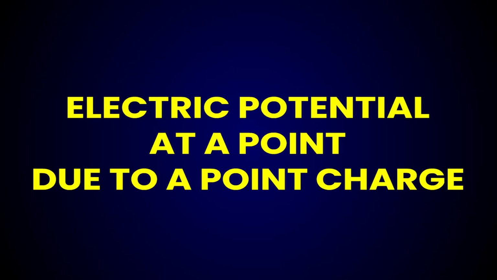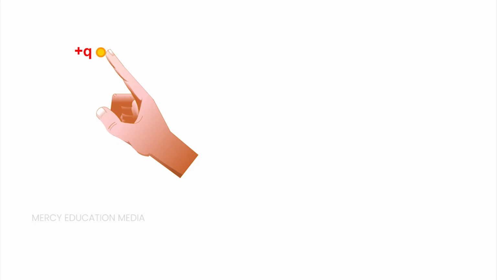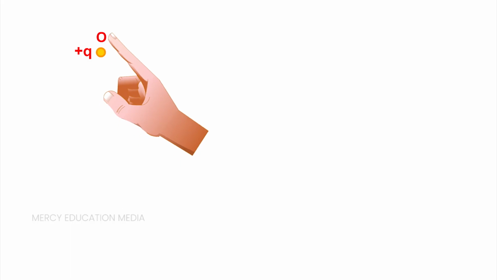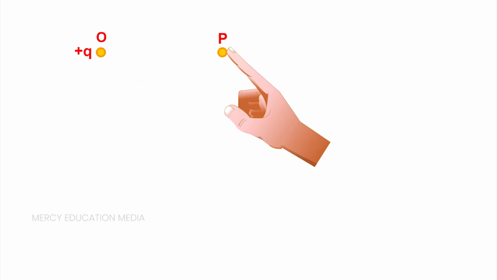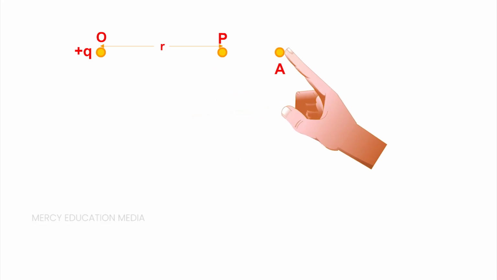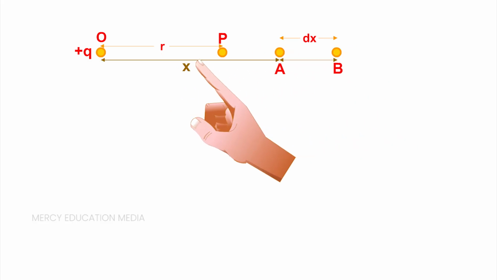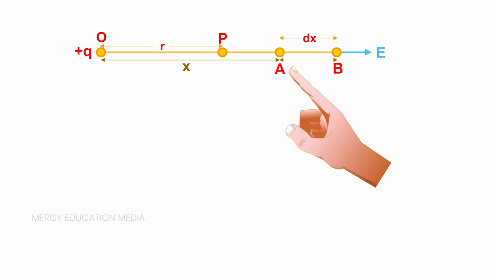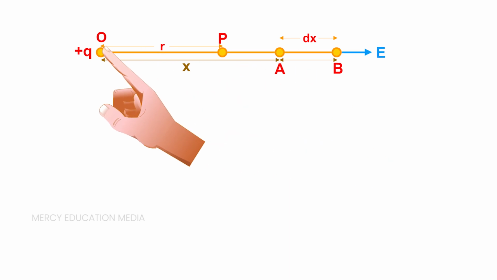Let us see in detail the electric potential at a point due to a point charge. Let plus Q be an isolated point charge situated in air at O. P is a point at a distance r from plus Q. Consider 2 points A and B at distances x and x plus dx from the point O.